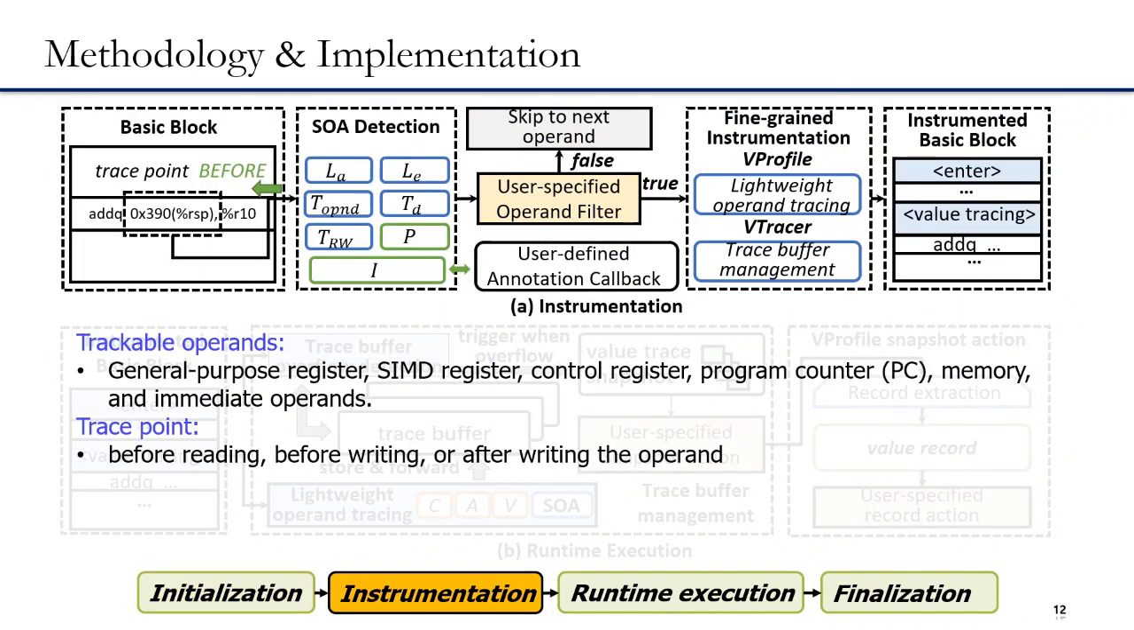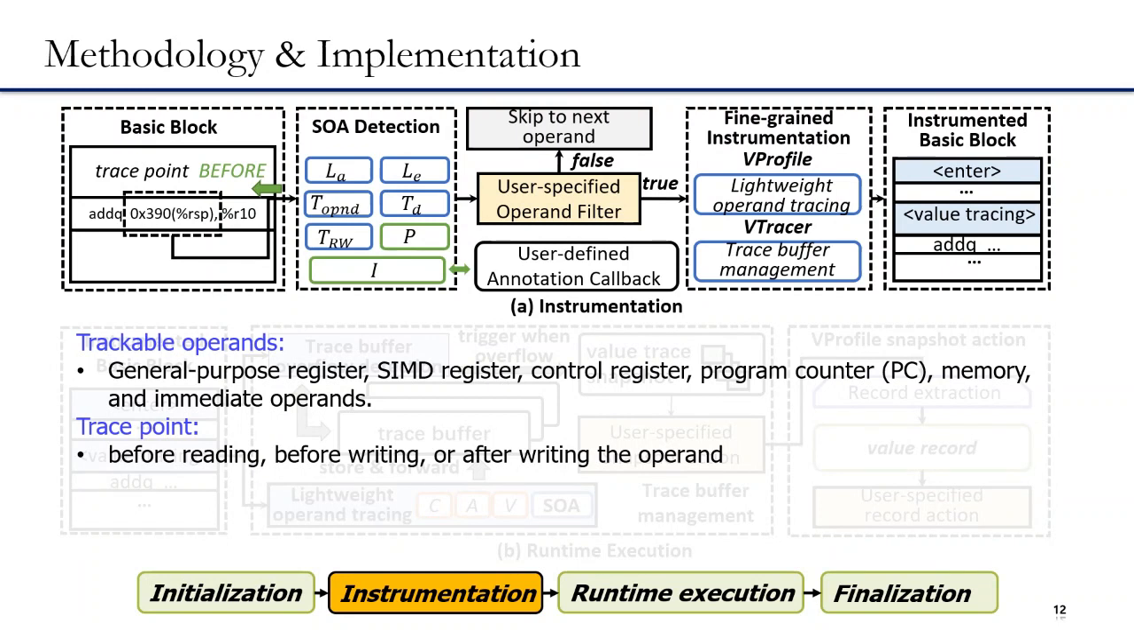After initialization, the instrumentation phase in VClinic is triggered each time a native basic block is detected. As shown in Figure A, VClinic examines all instructions within the basic block to find all trackable operands. VClinic supports tracing the operand attributes before reading, before writing, and after writing the operand.